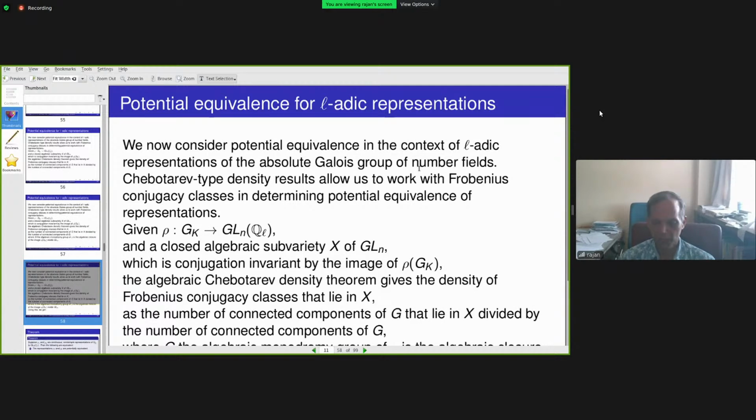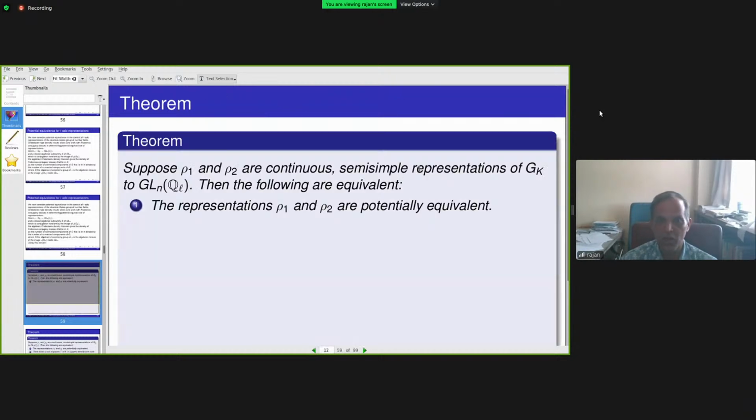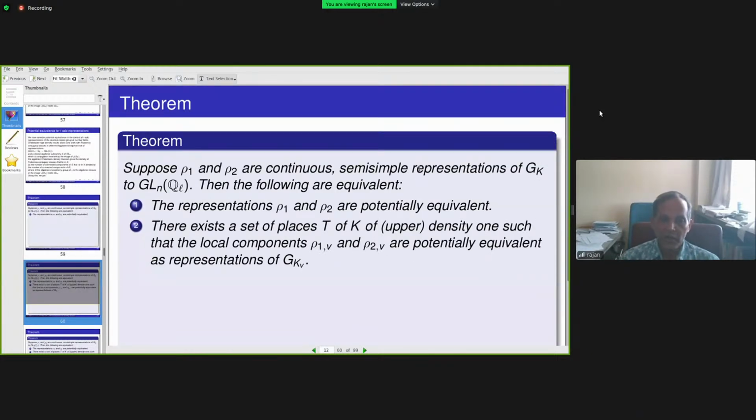the following theorem. You are looking at continuous semisimple representations of G_K to GL_n(Q_l). Then the following are equivalent. The representations ρ1 and ρ2 are potentially equivalent. There exists a set of places T of K of upper density 1. Here I'm looking at probability density; if I'm looking at the limsup, it's always defined, and that is what is called upper density. It just counts the number of places in T divided by the total number of places whose norm is bounded by X, and then that is the limsup of it, as you let X go to infinity.